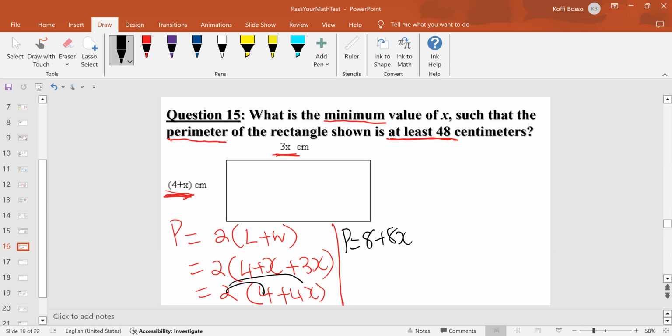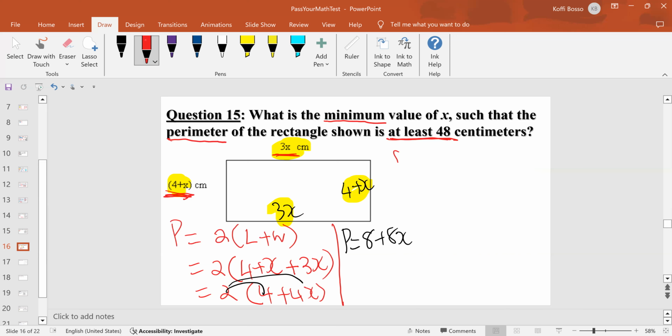Understand that this is the same as adding all the 4 sides. Remember, this is 4 plus x, not 4 plus x, 3x. And here we have 4 plus x. So if you add 3x, 4 plus x, 3x, 4 plus x, you're going to get 8 plus 8x. Perfect. Now, this is the perimeter. It's not done yet. We need another piece of information. They say this perimeter is at least 48 centimeters.